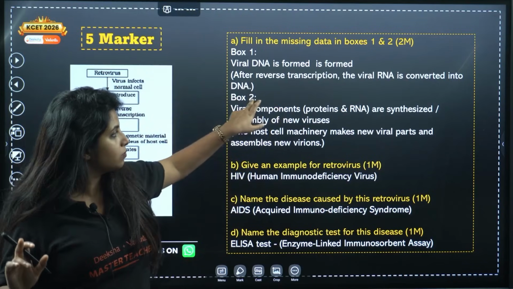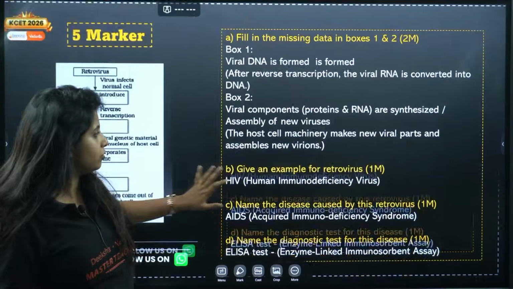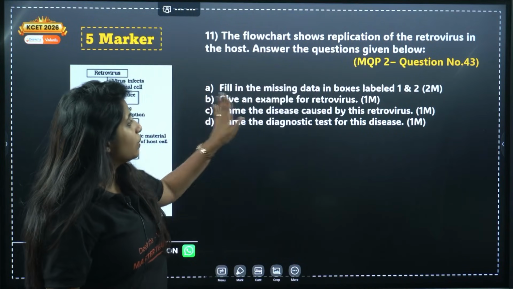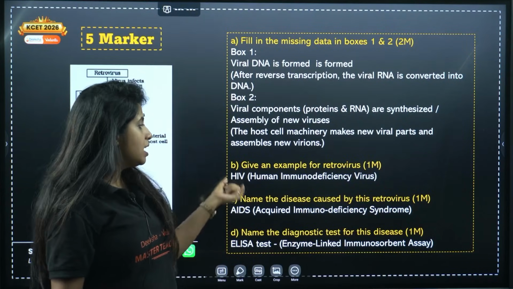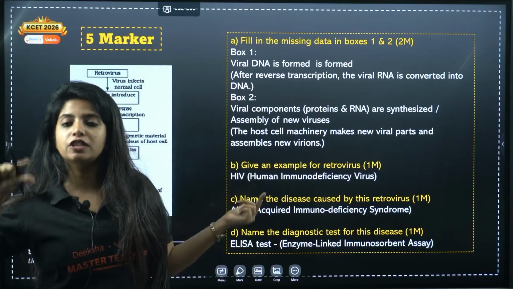Either of them, but this is the first thing that you need to write. I hope now it's easier for you when I explained the other one. Now give an example for retrovirus. Ma'am, we all know it is HIV, you have told it. But when you write HIV, make sure you're writing the entire name, human immunodeficiency virus.